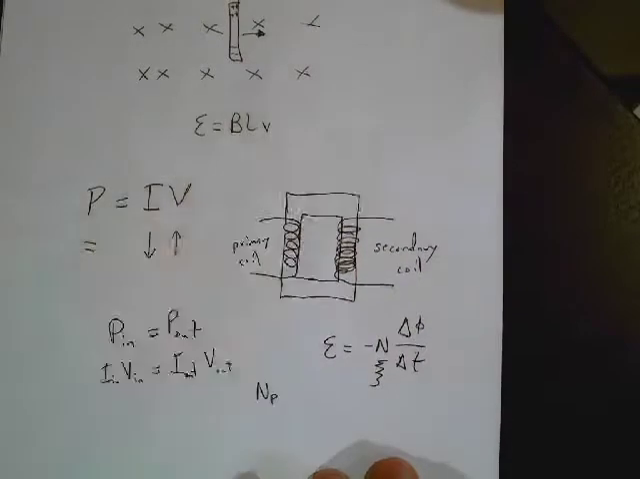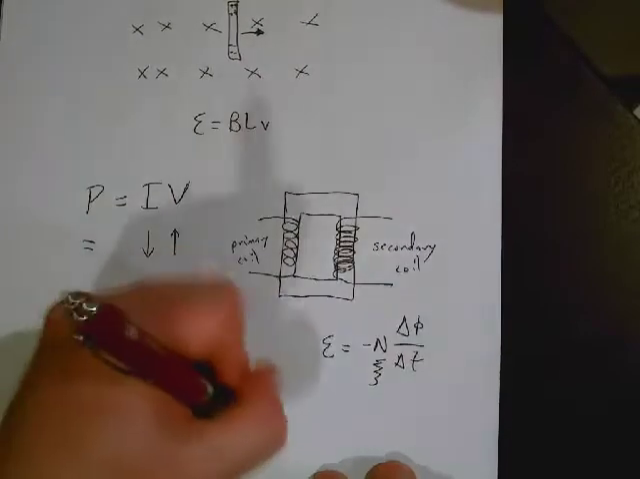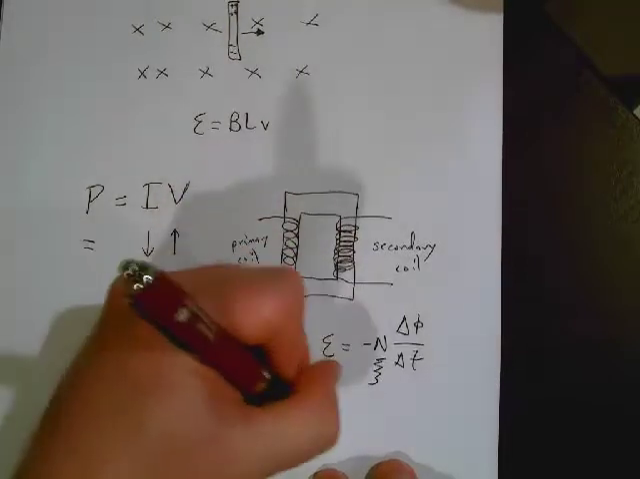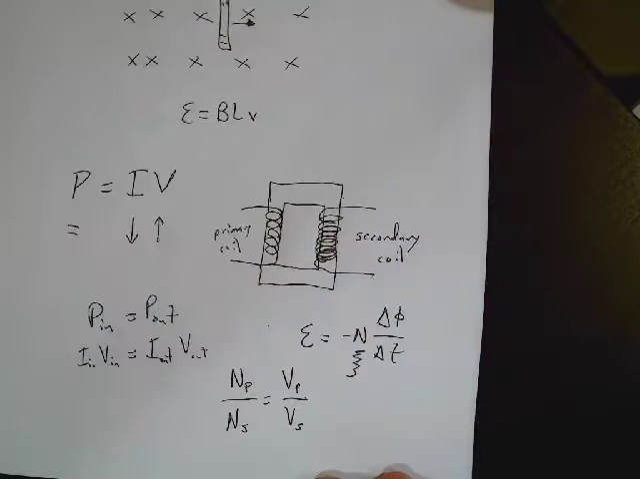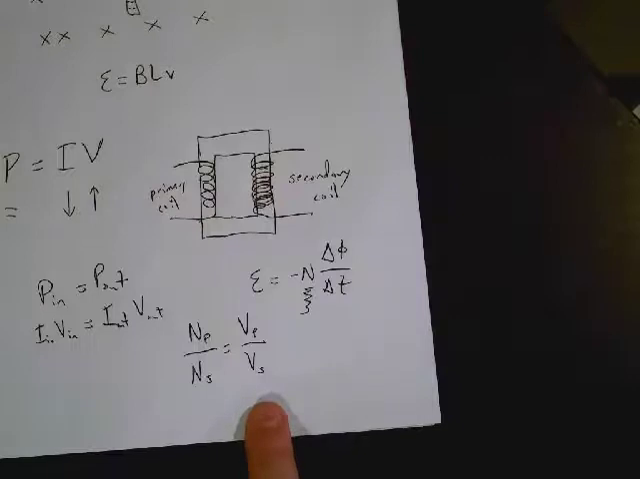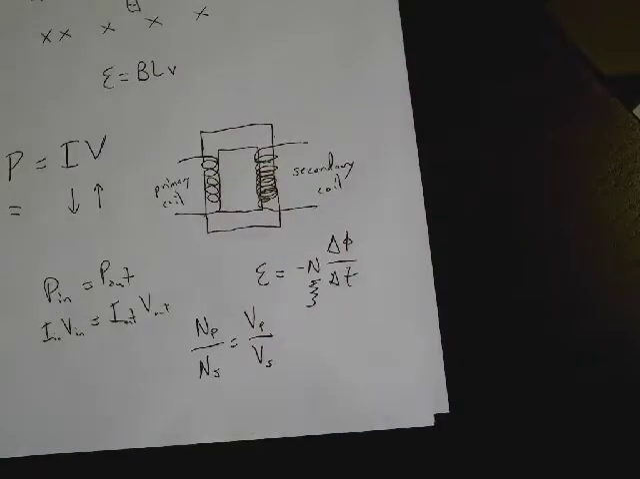And then we had some really basic equations, which was, your power in equals your power out. So your current in times your voltage in equals your current out times your voltage out. And then just some ratio stuff. So the number of turns on the primary divided by the number of turns on the secondary equals the voltage on the primary over the voltage on the secondary.